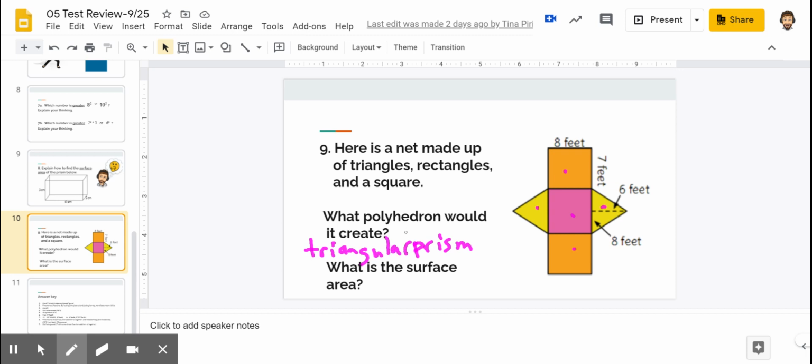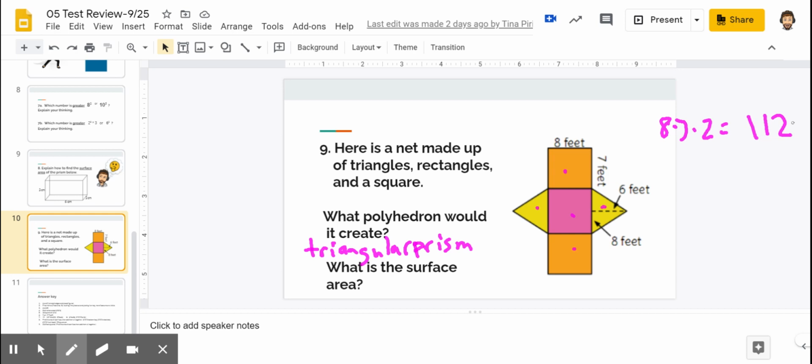And now to find the surface area. The 2 orange rectangles are going to have the same area. So I'm going to do 8 times 7 to find the area of one of the rectangles, and then I'm going to double that to include the area of both orange rectangles. 8 times 7 is 56, and 56 times 2 is 112. 112 square feet for the orange rectangles.